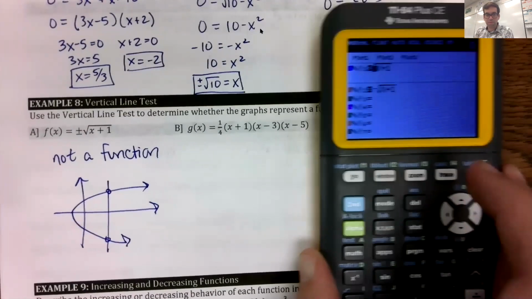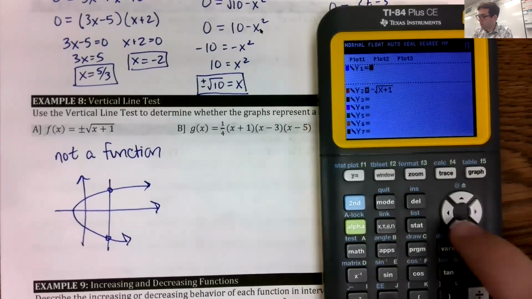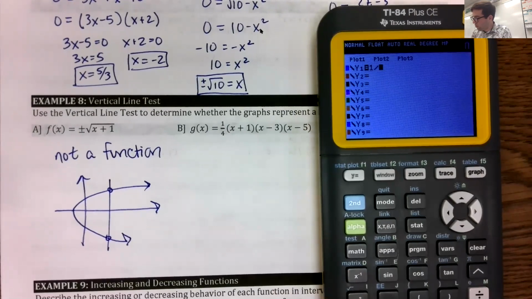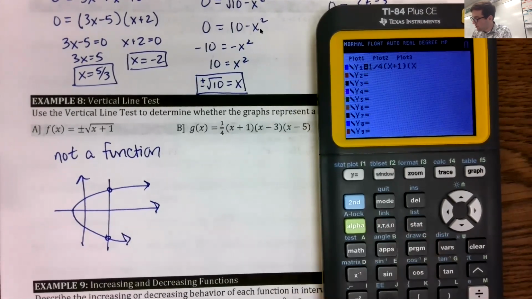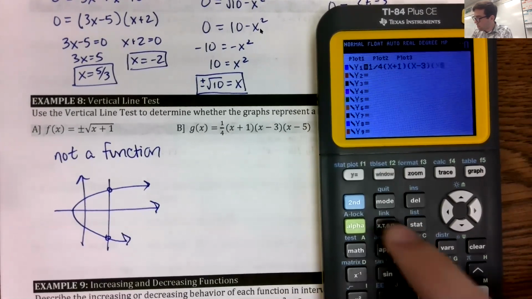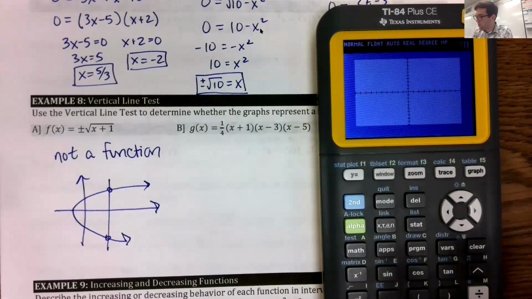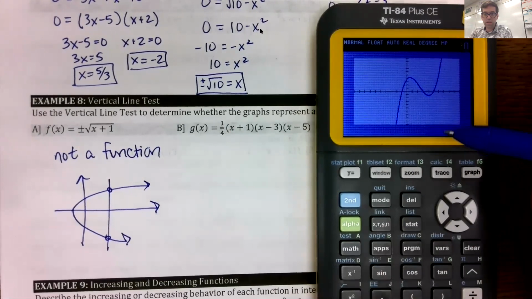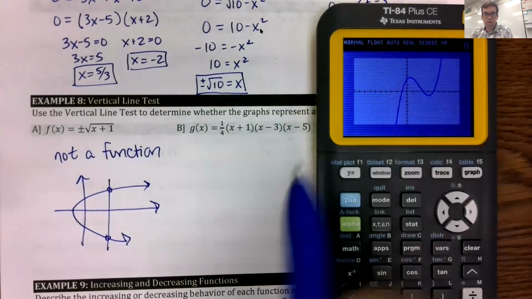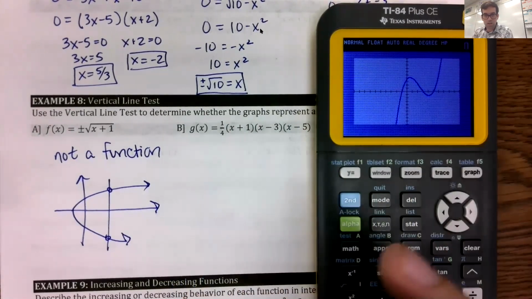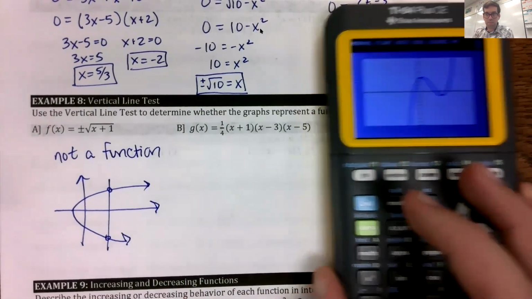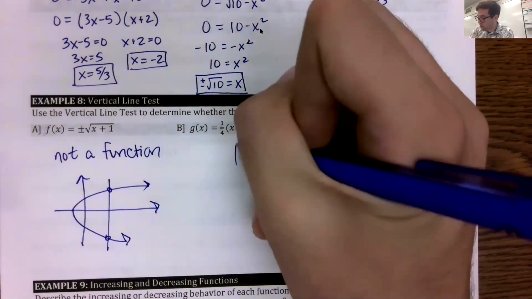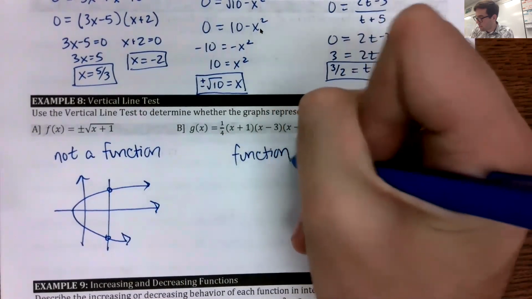All right, let's take a look at letter B. We're going to graph 1/4 x plus 1, x minus 3, x minus 5. Okay, that's a pretty standard polynomial. There's nothing in this equation that's telling me that anything bad would happen here. So this is going to be a function. It passes the vertical line test.